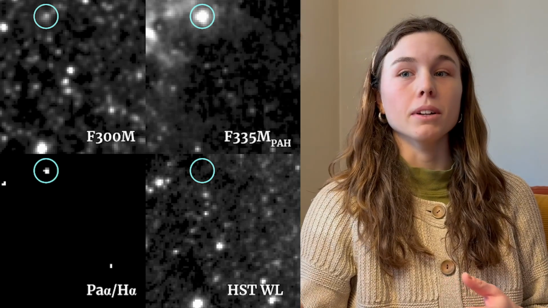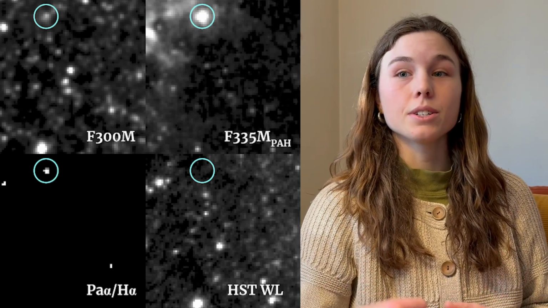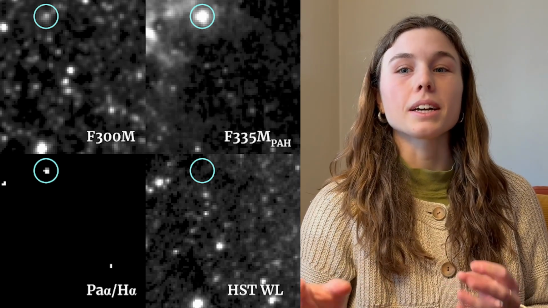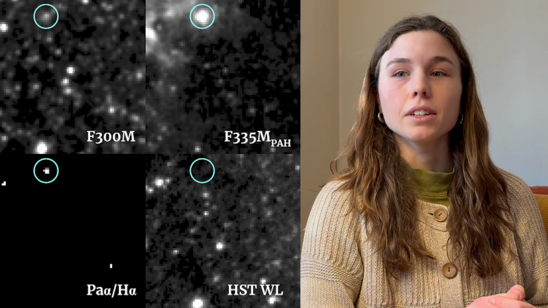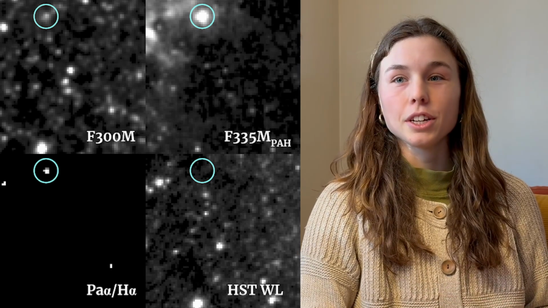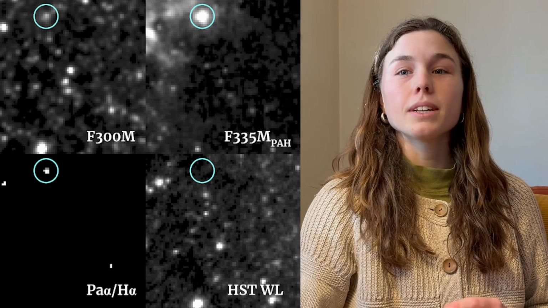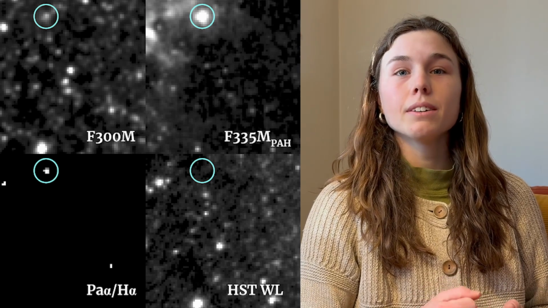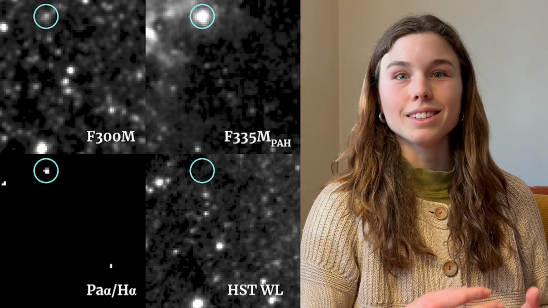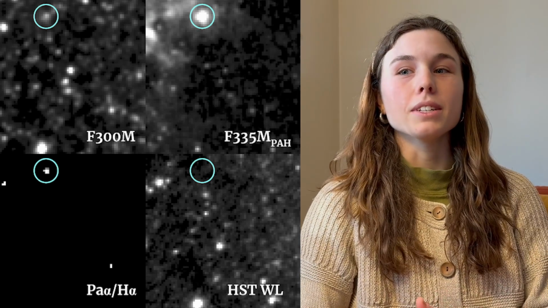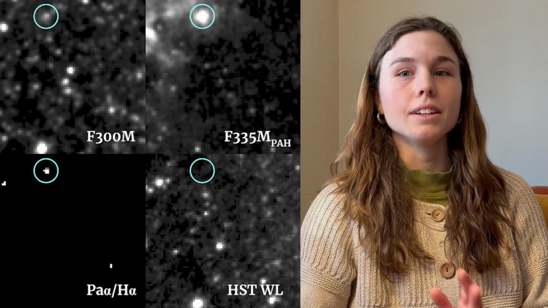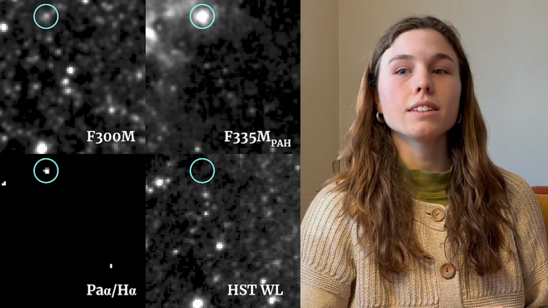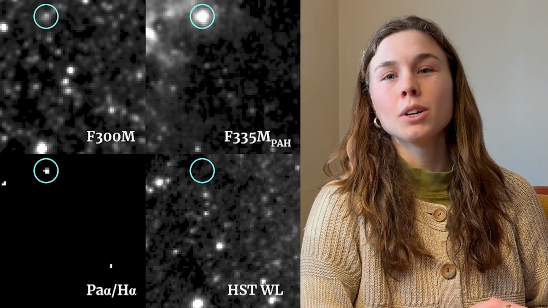Here I show an example of what was considered an ideal candidate in our study, marked by the cyan circle in each image. You'll notice the source has a compact 3.3 PAH emission and a high Paschen alpha to H alpha ratio. We also require that the source have a point-like detection in the JWST F300M medium band, which is indicative of the underlying stars and hot dust. Our fourth criterion was that there be no discernible emission in any of the HST broadband data, and for simplicity of viewing in Zooniverse, we stacked these data into a singular white light image, which is the image on the lower right.